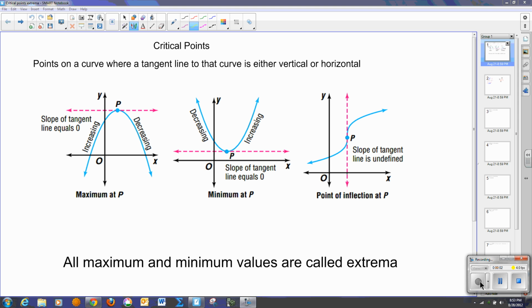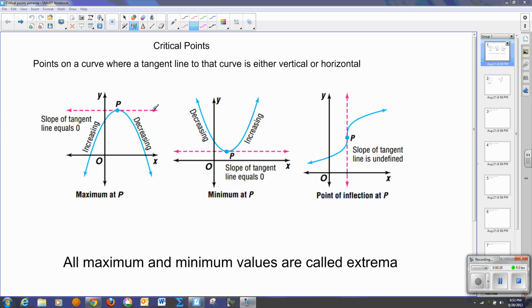So today we're going to talk about critical points, and as this slide states, critical points are points on a curve where a tangent line to that curve is either vertical or horizontal. Now I've tried to show in these pictures different curves. So here's a curve of a parabola going down, and a tangent line is defined as a line that hits a graph in exactly one point.